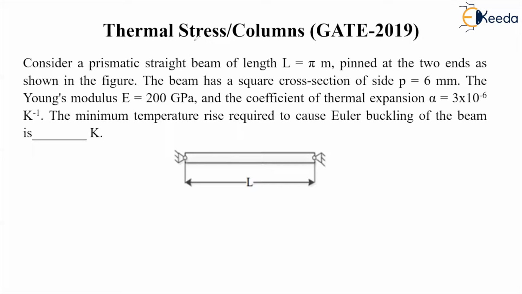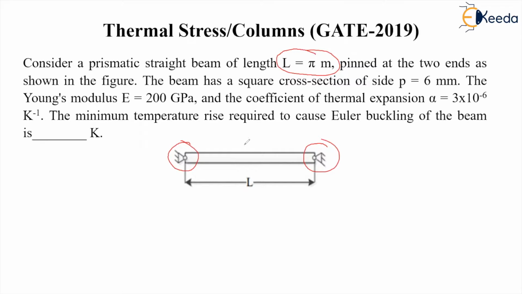So here there is a beam of length pi meter. Length of the beam is pi meter and both the ends are pinned. Hinge joint is there, right? And when the temperature rises and the thermal expansion is given, what is happening is that the pin joints will not allow it to expand. So at a certain point the buckling will start.